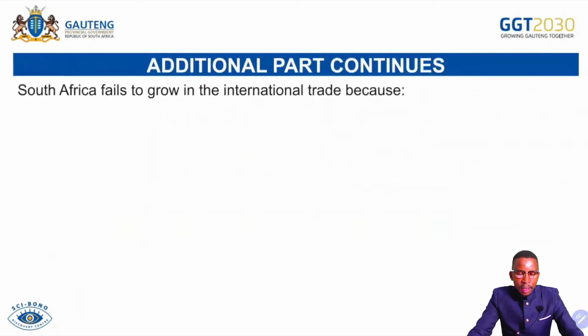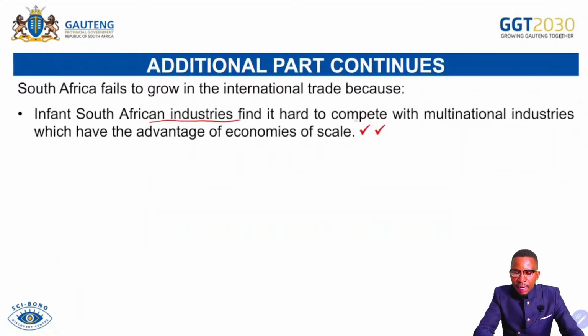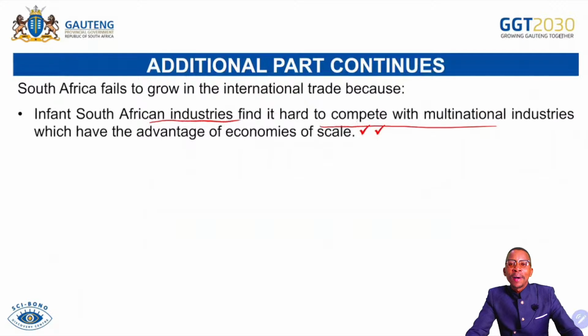We continue. And then infant industries, or infant South African industries, find it hard to compete with multinational industries from abroad. Remember, our local firms, most of them are infant industries, meaning they lack the capacity to produce and they produce at a higher cost. They are faced by an issue of economies of scale. They produce fewer goods and services at a higher cost per unit and sell them at a higher cost.